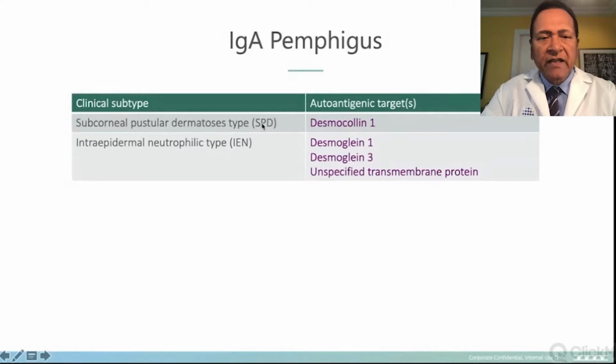The difference is that in the first type, the SPD type, the pustules are subcorneal, as the term implies, and in the intraepidermal neutrophilic type, the pustules are within the entire epidermis.